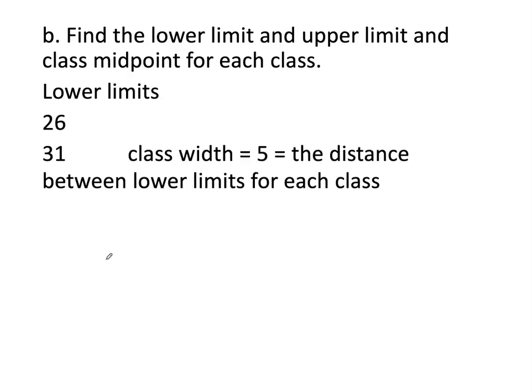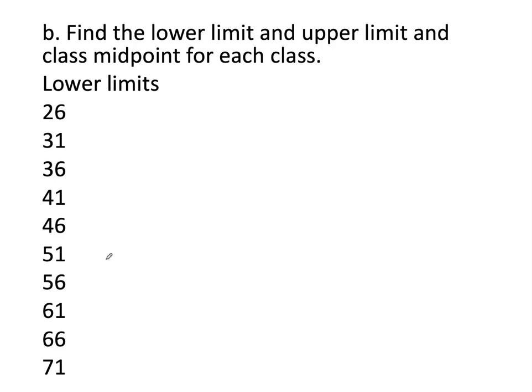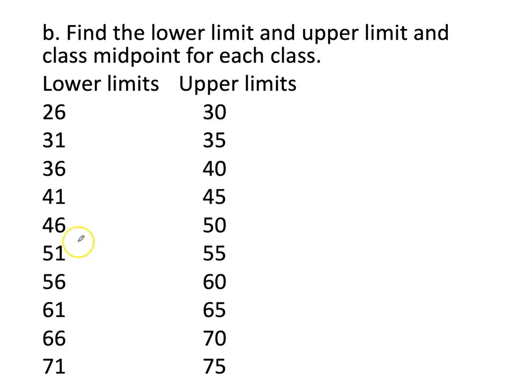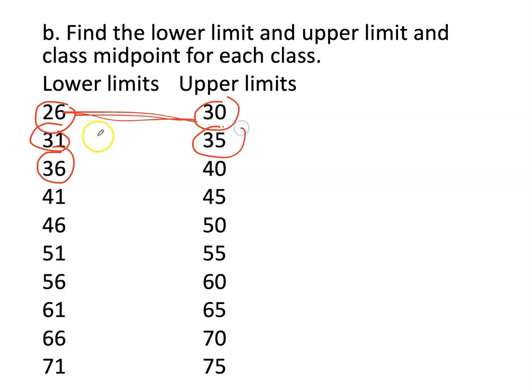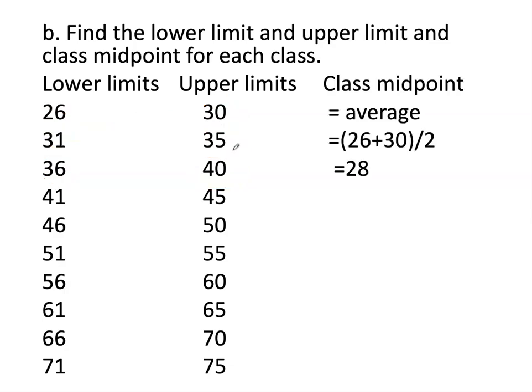The class width, again, is the distance between lower limits for each class. So 26 plus 5 is 31. 31 plus 5 is 36. 36 plus 5 is 41, etc. So these are going to be our lower limits. The upper limits: if the lower limit is 26 and the next lower limit is 31, that means the upper limit is going to be 30, because this first class is going to be 26 to 30. If this next class begins at 36, that means the second class has to go from 31 to 35. And then this goes from 36 to 40, etc. So these would be the lower limits and the upper limits.